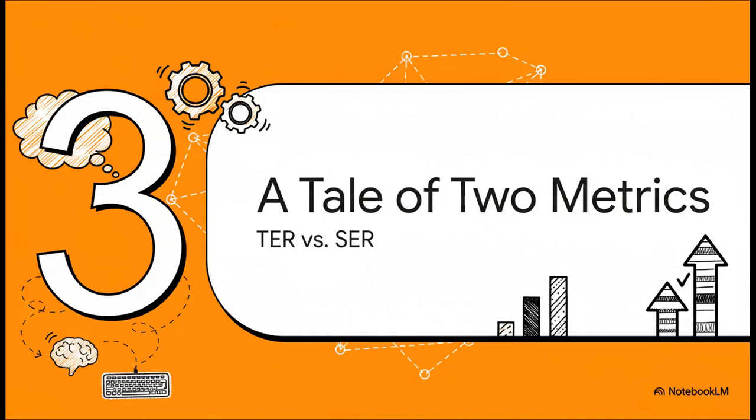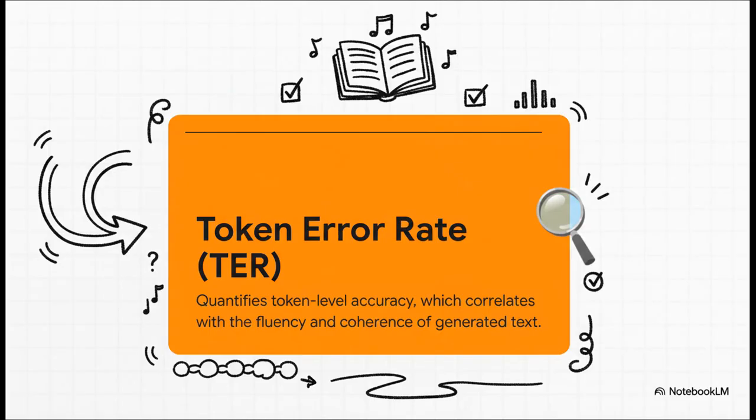To figure that out, we first have to agree on what makes AI text good in the first place. And it turns out there are two totally different ways to measure quality. This leads us to a tale of two very different metrics. First up, we've got token error rate, or TER. You can think of this as the fluency score. Does the text sound natural? Does it flow? A sentence like, "the sun shines brightly," would have a really low token error rate because it's grammatically sound and just makes sense, even if the facts in it are wrong.